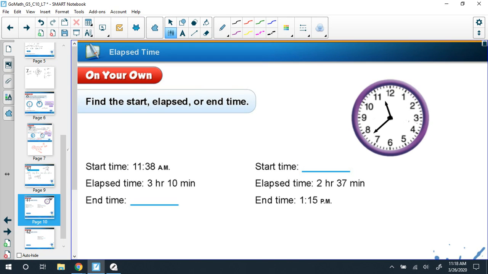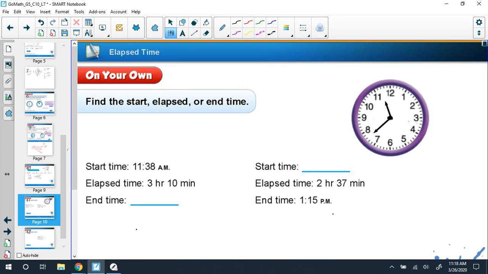Here we're going to find the end time on this one, and we need to find the start time on this one. Again, go ahead and pause it, give it a go, and then come back and let's see how you did. All right, so if we are starting something at 11:38 and our elapsed time is 3 hours and 10 minutes, we're going to be counting on.